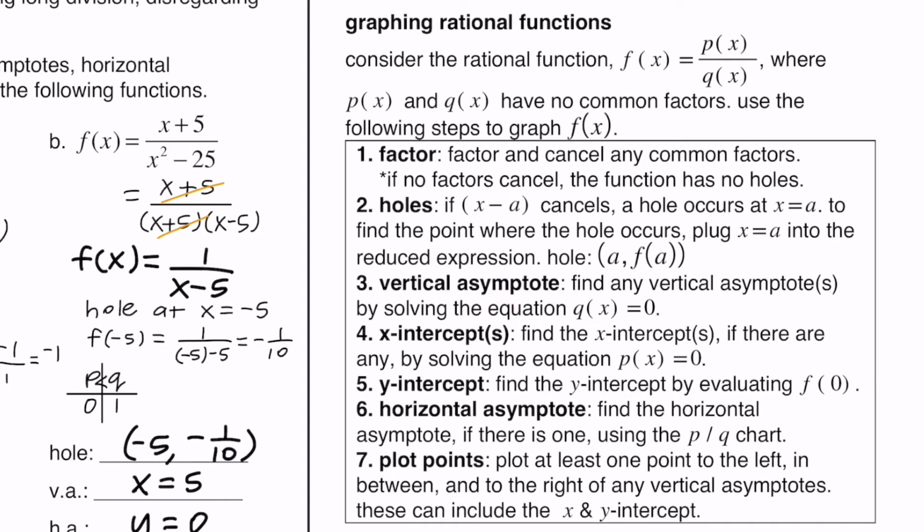Step 3, you're going to find any vertical asymptotes. So you take that reduced expression and you set the denominator equal to 0. To find x-intercepts, that's where y is equal to 0, so you set the rational function equal to 0. And when you cross multiply, you end up getting the numerator equals 0, and then you solve that. To find the y-intercept, you plug in 0 for x. And then horizontal asymptotes, you identify p and q and then use the chart. And then finally, we'll plot points if we're missing any parts of the graph.